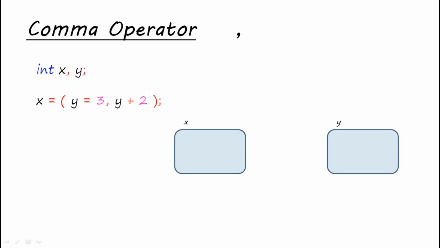The comma operator starts evaluating the expressions from the left hand side, and the final result is the rightmost part. So it would first evaluate y = 3. So it assigns a value of 3 to y, and then it evaluates y + 2, that is 5, and the whole answer of this expression is the answer of the rightmost expression, that is y + 2. So x is assigned a value of y + 2, that is 5.